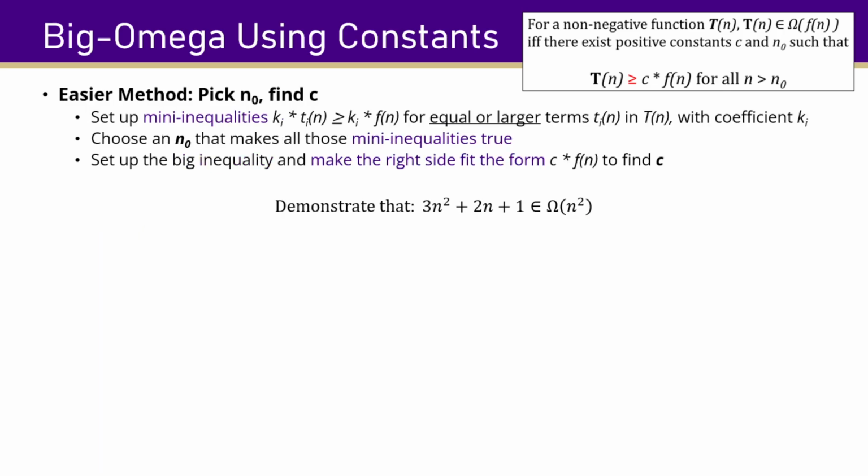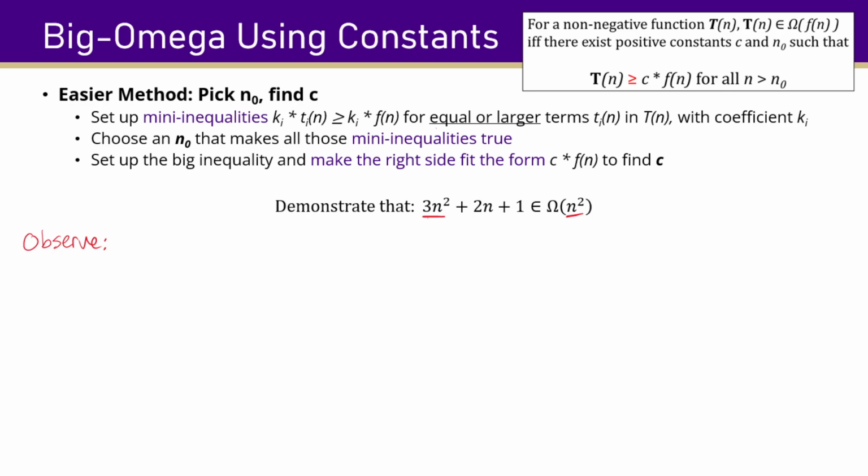All right, so here's the easier method, method 2, again using this constants definition. So I'm going to set up many inequalities again. This time, though, I'm only going to focus on equal or larger terms when compared to our f of n right here. So you can see here I'm going to focus on this first term, and we're going to again make some observations.